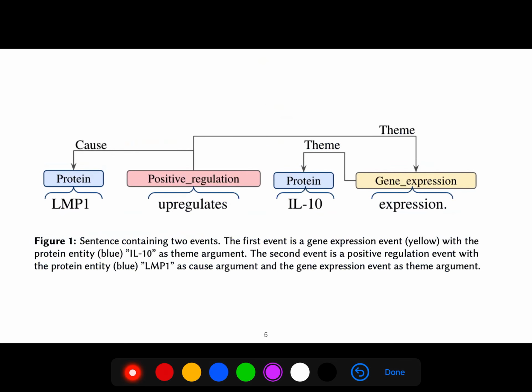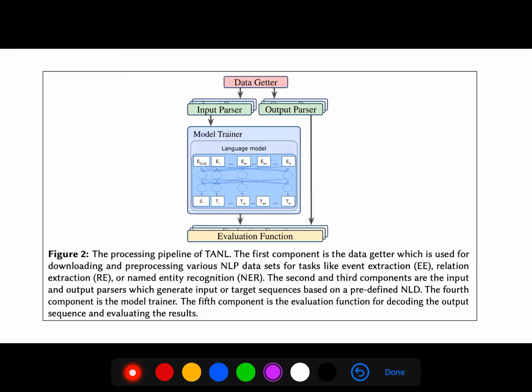So this is a sentence, you see, it contains two events. The first event is a gene expression event, in the yellow here, with the protein entity in blue as its theme argument. But the second event is a positive regulation. Here is the second event, with the protein entity LMP1 as the cause argument. And the gene expression is just the theme. So the theme of it is by itself an event. So it's an example of a nested event.